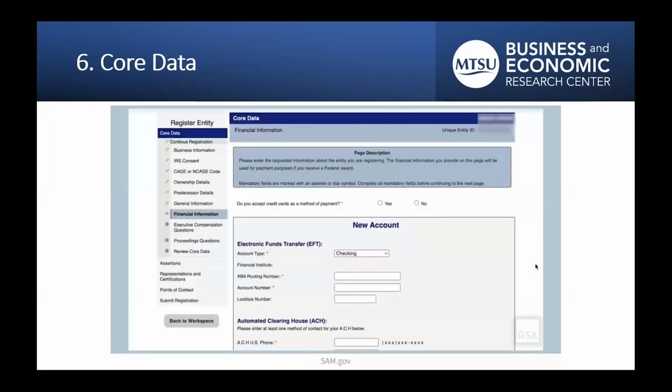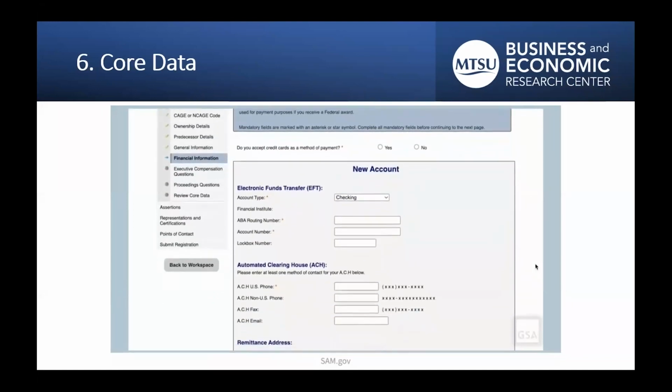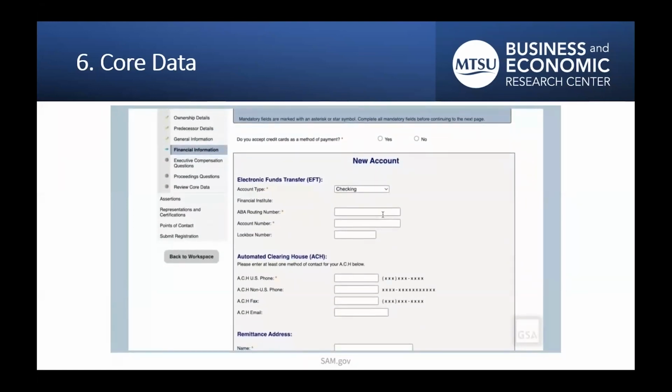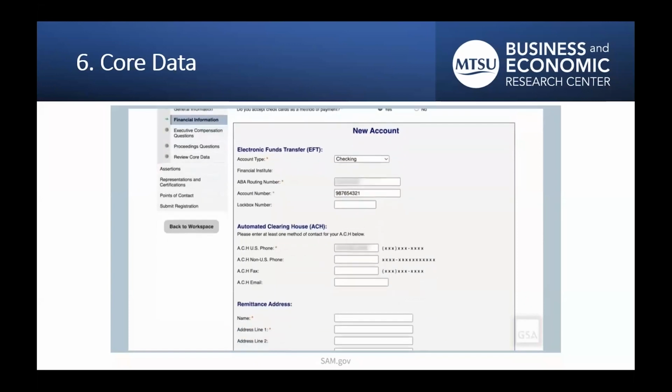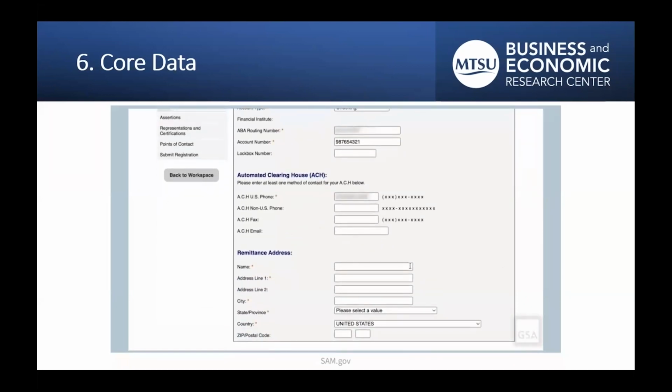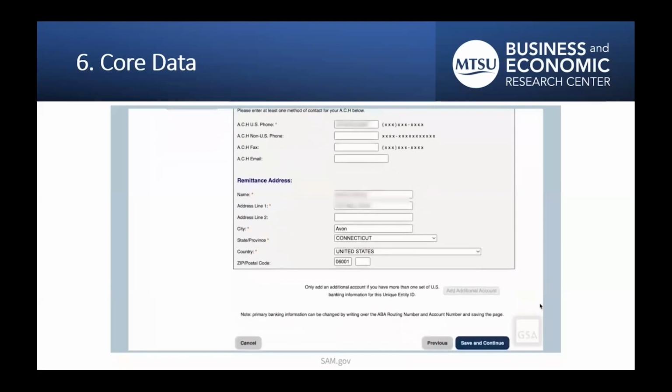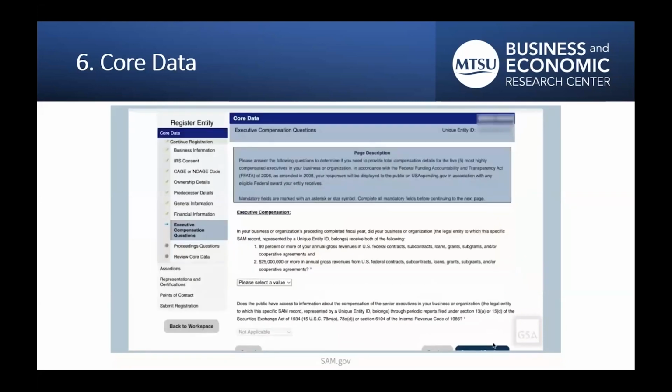Next, the Financial Information page displays. Enter the financial information for your entity. This information will be used to pay you if you receive a federal award. First, answer the yes or no question, do you accept credit cards as a method of payment? It is easy to miss this required question. Complete the mandatory fields in the Electronic Funds Transfer, EFT, Automated Clearinghouse, ACH, and Remittance Address sections. Select Save and Continue when you have finished.